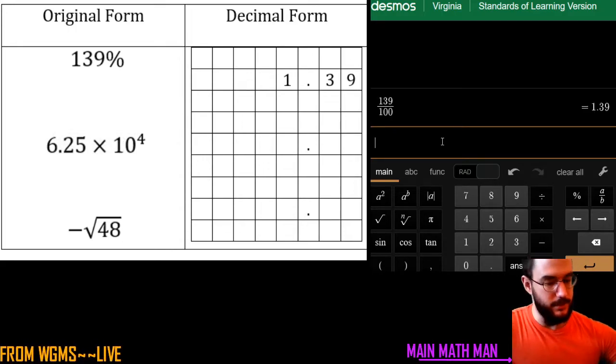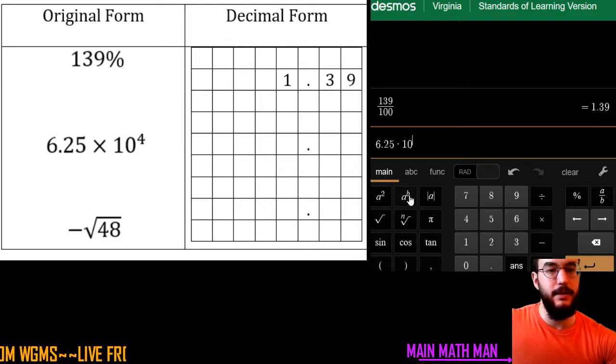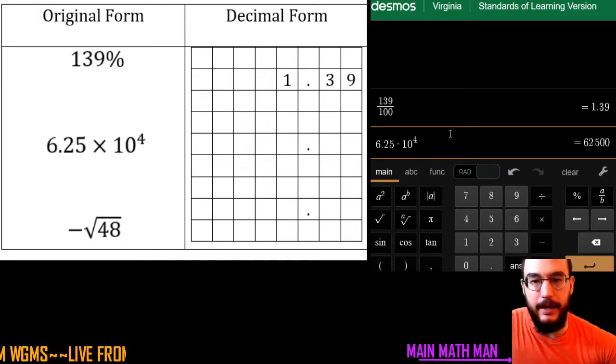Let's see if it works on the Desmos calculator again. So it's 6.25 times 10. I need to do the A to the B button, and I have to the 4th power. So again, the positive exponents, those usually work pretty well, but same kind of idea.